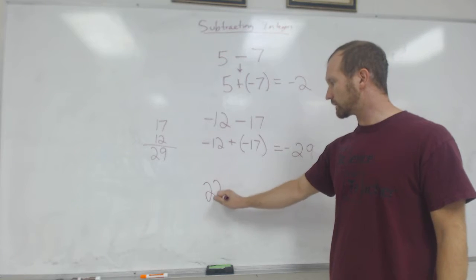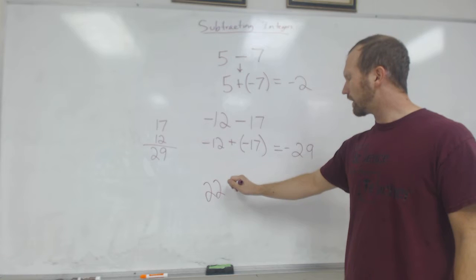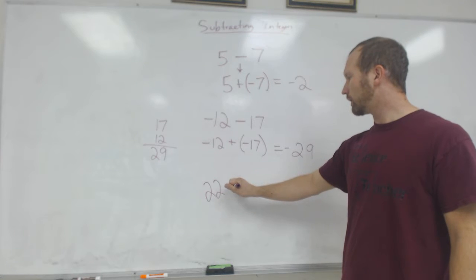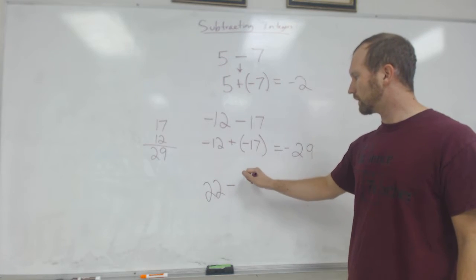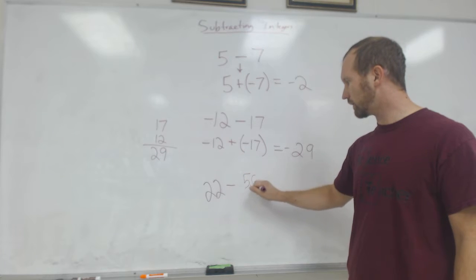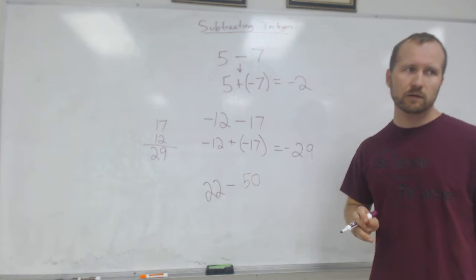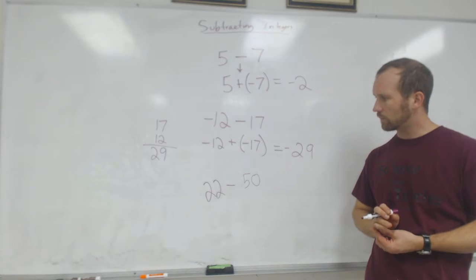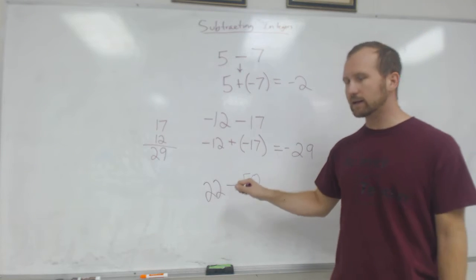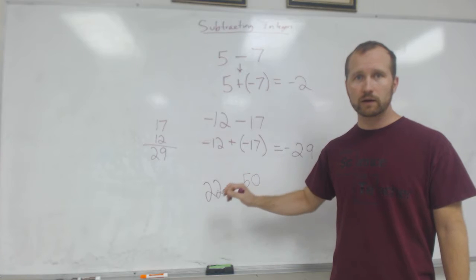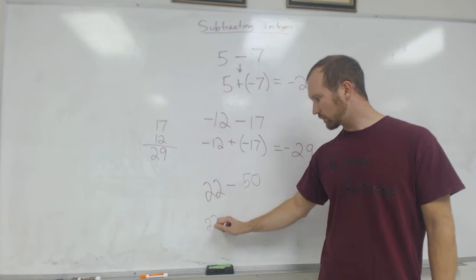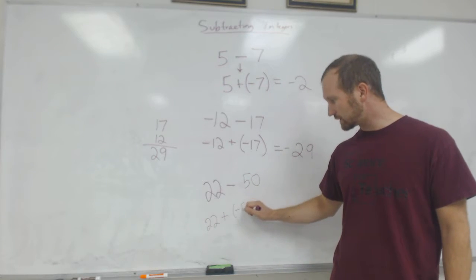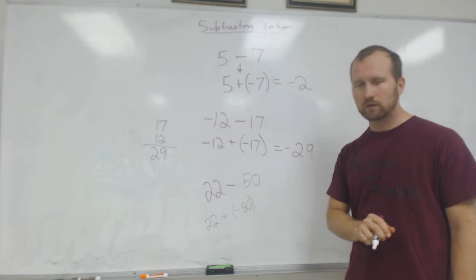Okay, what if I had this? 22 minus 50. 22 minus 50. What's my first step? To think of it as an addition problem, right? 22 plus negative 50.